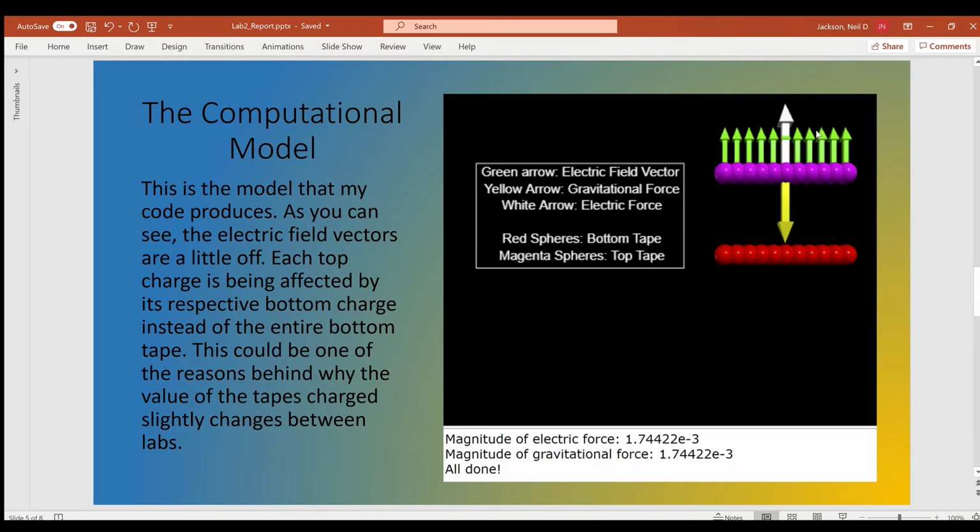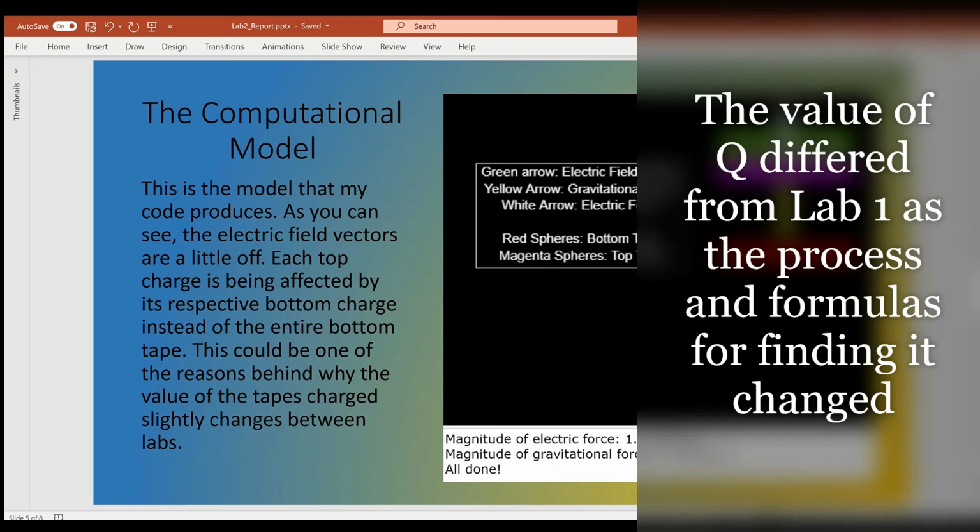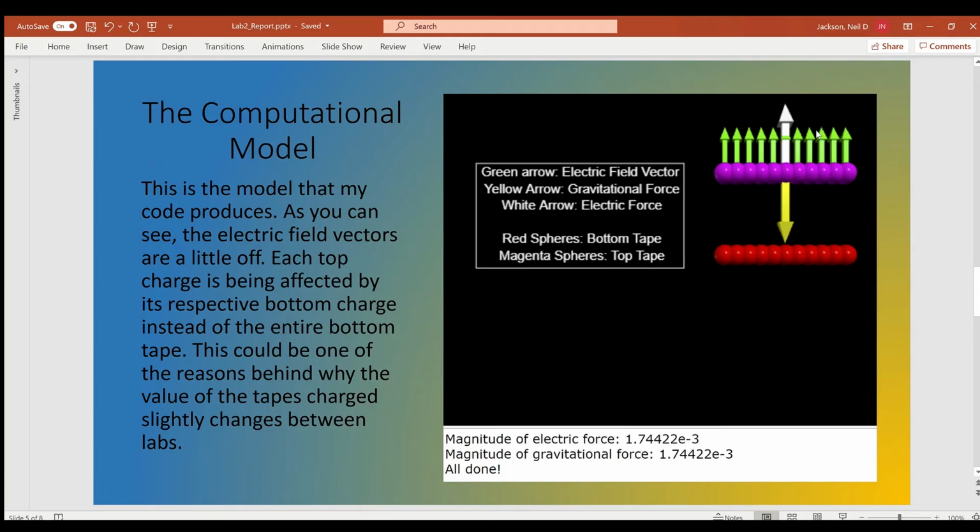So here's what my computational model wound up looking like. As you can see, I have the row of the charges on the top tape and the bottom tape, the forces acting on them, that being gravitational and electric forces, and the electric field exerted on the top tape by the bottom tape. And down below I have the magnitude of my electric force and gravitational force, which is only equal because I had to manipulate the value of Q, or the charge on the bottom tape, in order to achieve that. Simply because this is becoming a more accurate model, you're going to need a different value of Q, because the one we measured in Model 1 wasn't sufficient based on our system.